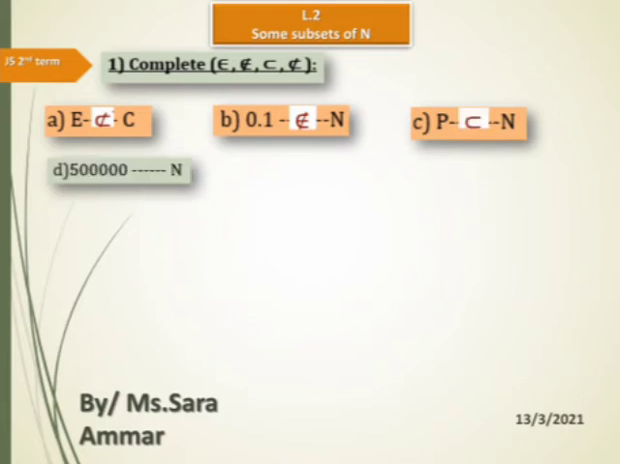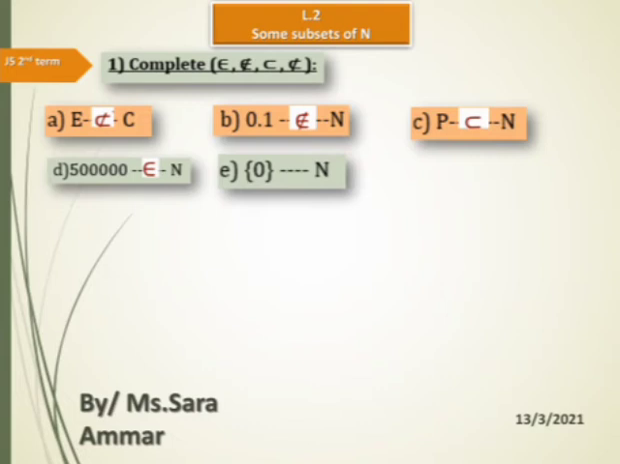We have here 500,000. It's a very big number, and also it doesn't have any braces, so it's an element, which means you are choosing between belong and doesn't belong. Okay, 500,000 is a very big number. Can we find it in N? Of course, because N is an infinite set. So this belongs to N.